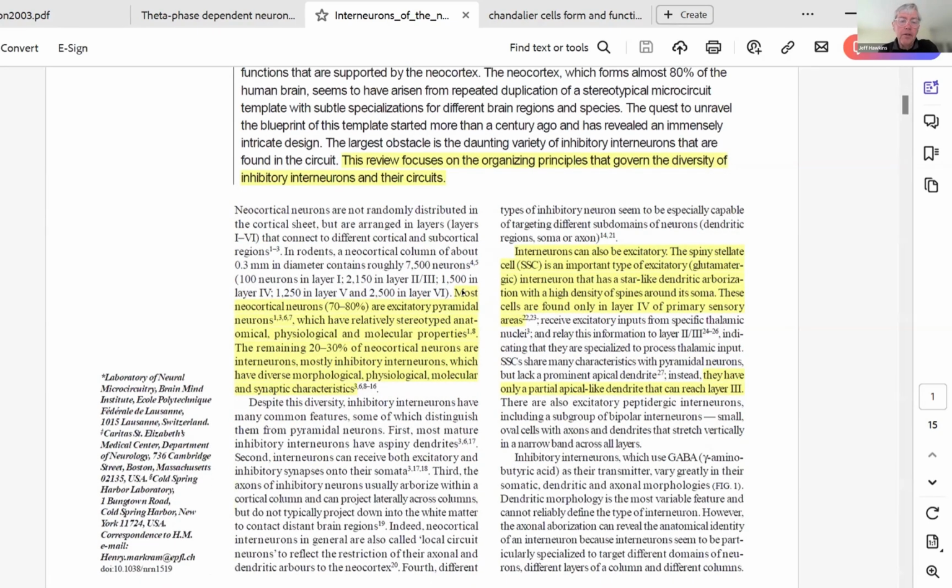This line here gets a standard statement you'll see everywhere: in the neocortex, 70 to 80% of the cells are excitatory pyramidal neurons, also spiny stellate cells, which are smaller in number. And they have relatively stereotyped anatomical, physiological, and molecular properties. As I said earlier, the pyramidal cells are very, very similar. The remaining 20 to 30% of neocortical neurons are interneurons, mostly inhibitory, which have diverse morphological, physiological, molecular, and synaptic characteristics. So they're really different all over the map. And that's what they're going to try to talk about here.